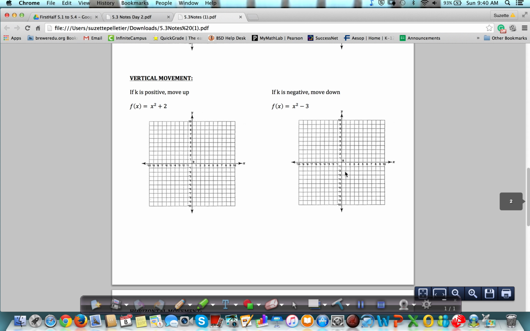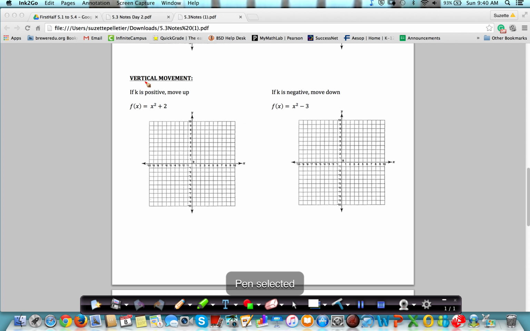So vertical movement, again, think back to your absolute value functions, okay? In the absolute value functions, the vertical movement, vertical being up and down. Remember, for our absolute value functions, we did plus or minus k. Positive was up and negative was down. This is exactly the same thing. So if k is positive, notice this is outside, this is our plus k, we're going to go up 2. So up 2, and we're going to put our parent graph there.